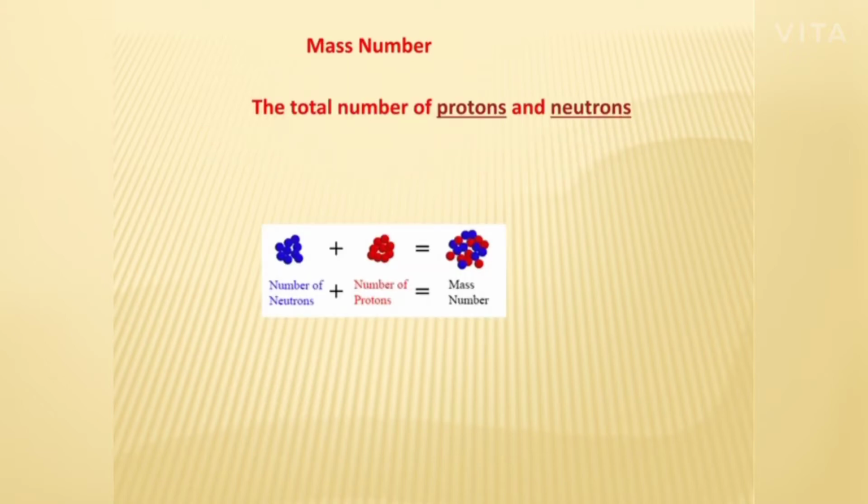Mass number, that is the total number of protons and neutrons. The sum of the number of neutrons plus the number of protons equals the mass number.